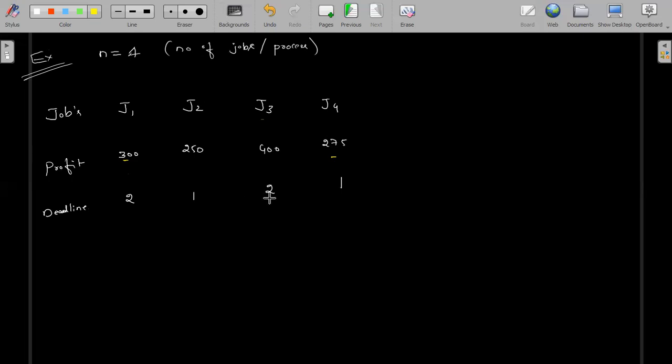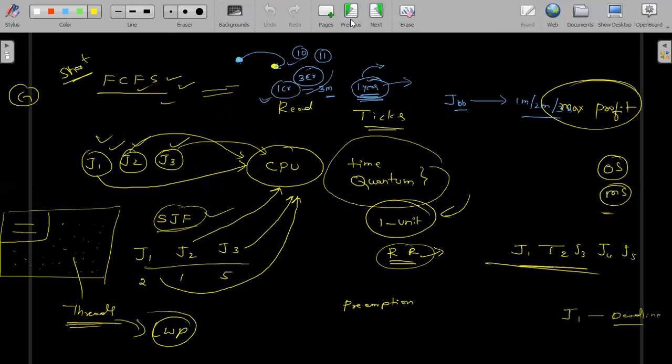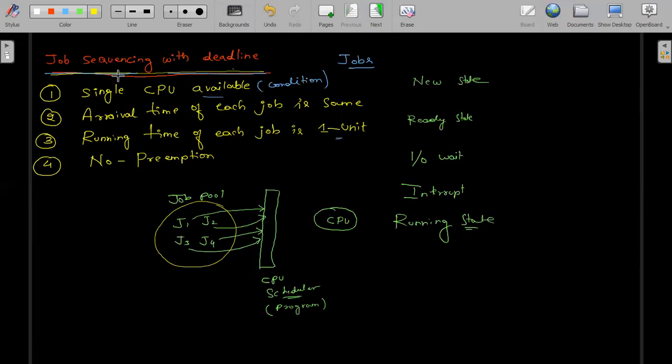The deadline exists. That is the reason why we have taken job sequencing with deadlines. What jobs will you provide in a sequence, with the deadlines, to earn more profits? Understood, everyone? That is what exactly we are discussing today.